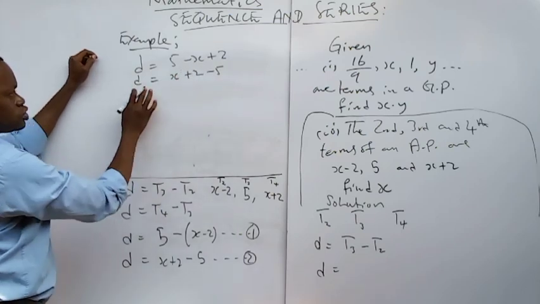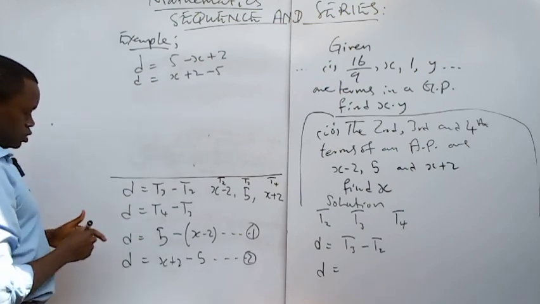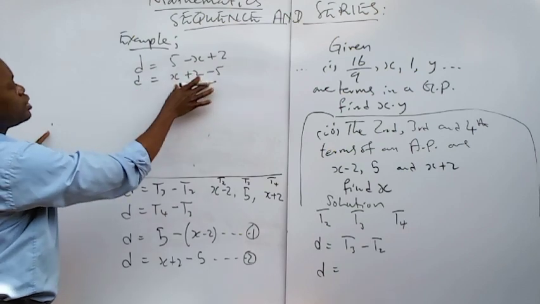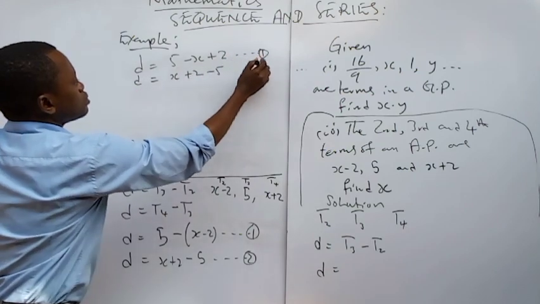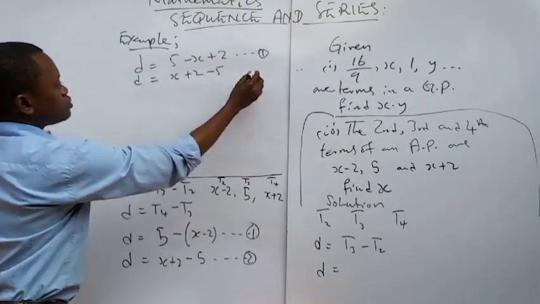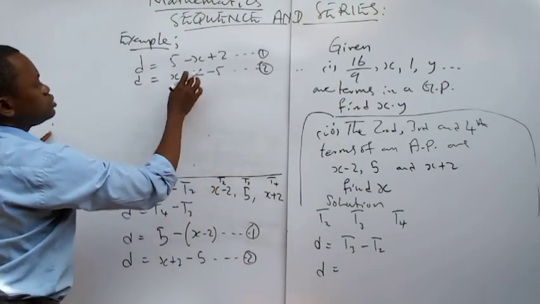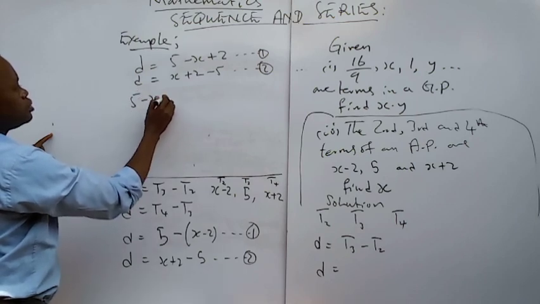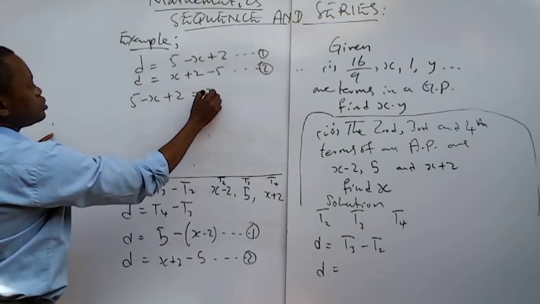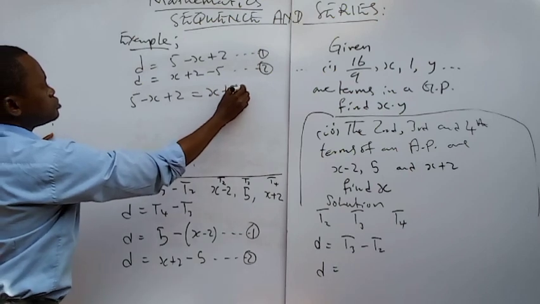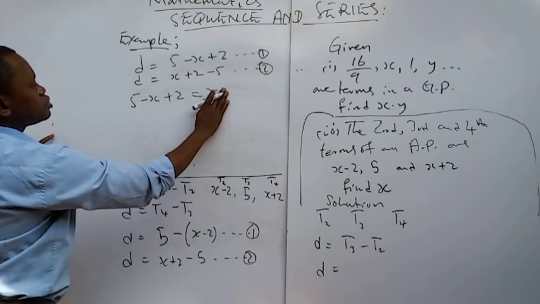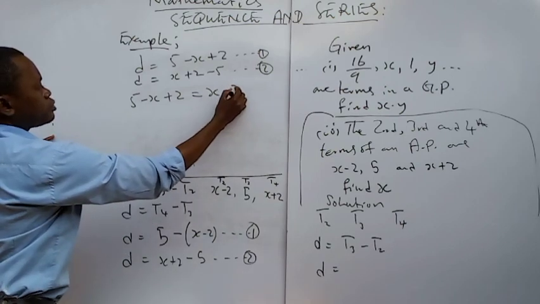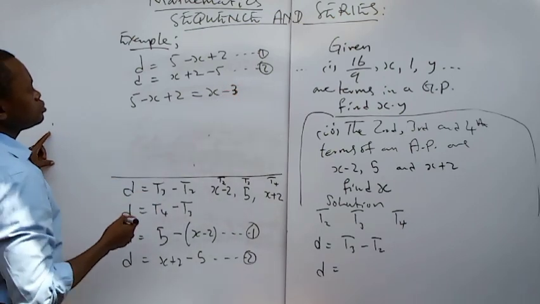So I can say, since D is common, I have made this type of explanation some time ago, since D is common, I can equate this and this. Let me repeat equation 1 and equation 2. Since D is common in both, I can say 5 minus x plus 2 is equal to x plus 2. Of course, here will become what? 2 minus 5 will give us minus 3.